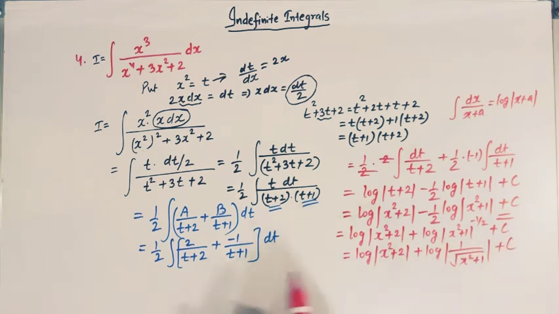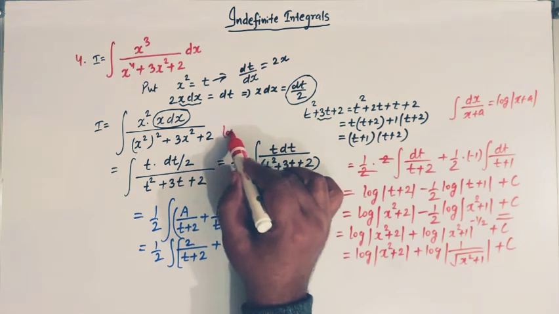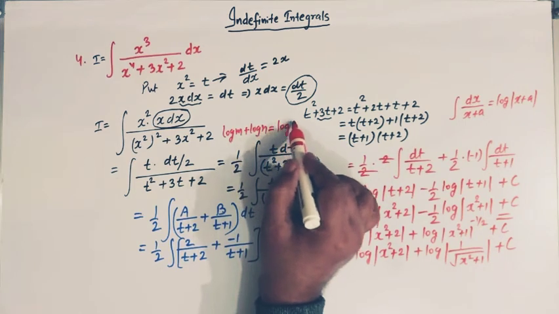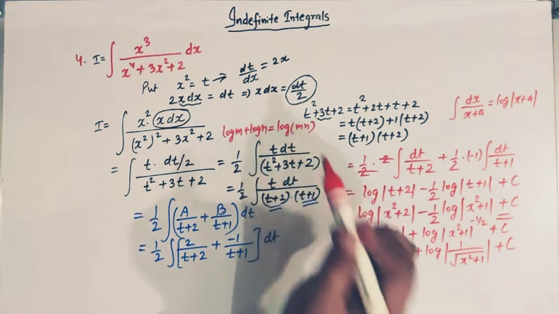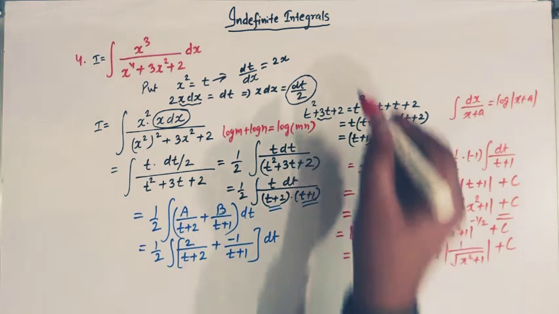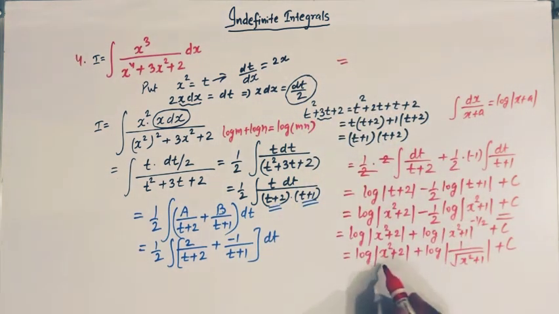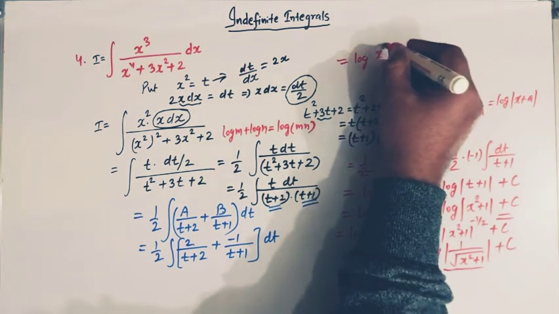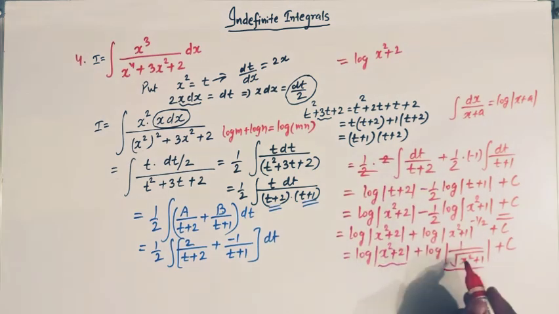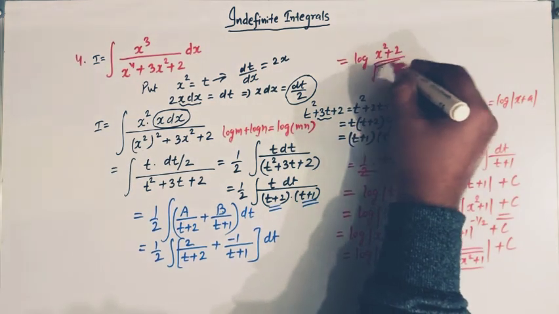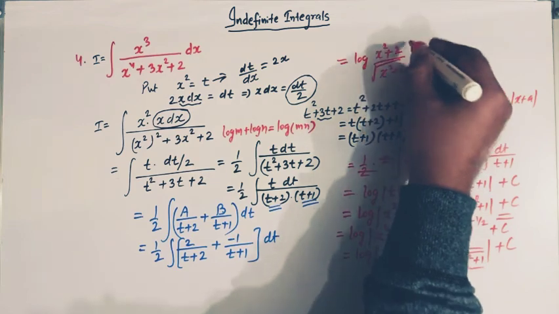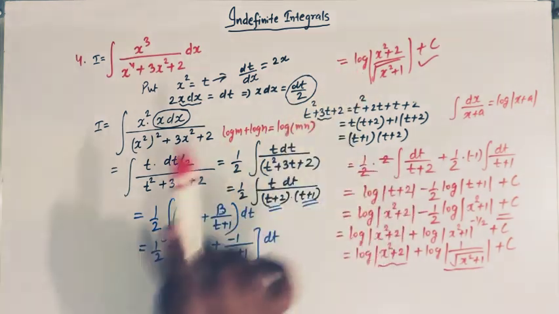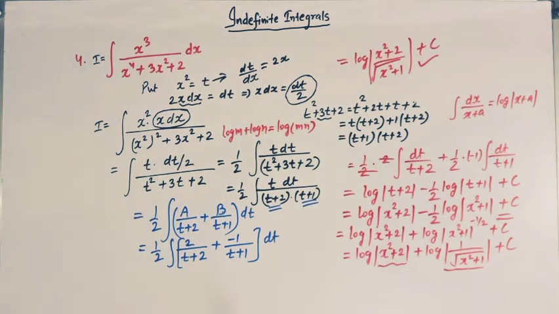Now using the property of log, again we know that log m plus log n can be written as log of the product of m and n. So here, this is m and this is n, so we can write log of x square plus 2 divided by square root of x square plus 1, plus c. So this is the other form of the integral of this function.